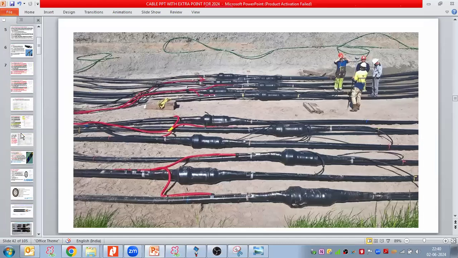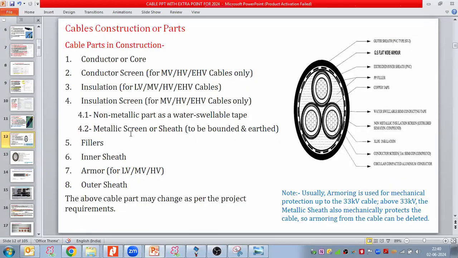So back to the cable part where we started. We discussed insulation screening, and for the EHV cable we discussed the metallic sheath and its erection or installation at the site, the concept of sheath installation at the site. Next are the fillers. Fillers are used if there is any gap in the cable. Inner sheath: sometimes we use an inner sheath when we have a 3-core cable to combine all 3 cores in a single cable.